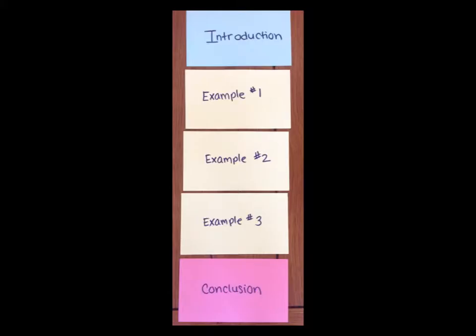To help you understand the order of the elements in the paragraph, you're going to be receiving index cards. A green one is for your introduction. 3 yellow ones are 1 for each example, and your pink one is for your conclusion. We will first start with our 3 examples to help us narrow down our topic.